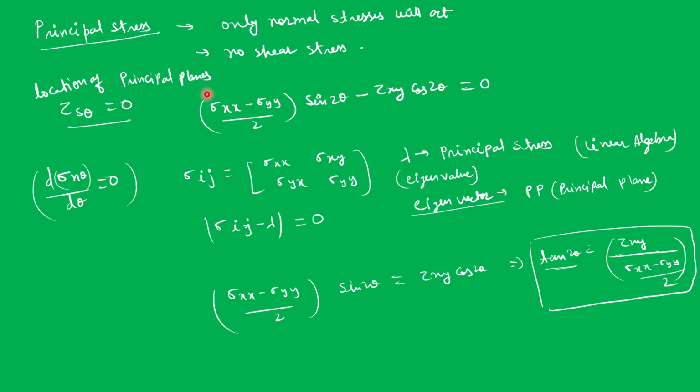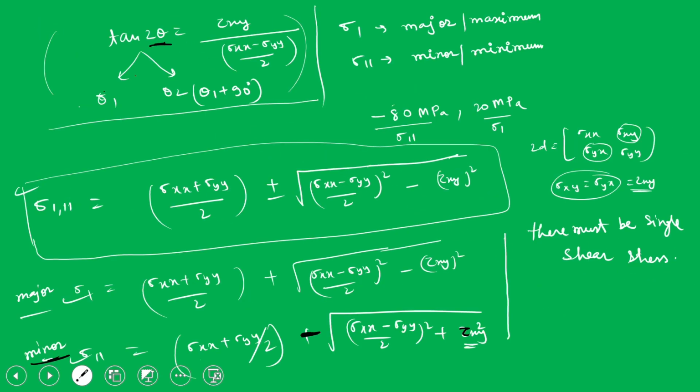Then we have seen the principal planes. The location of the principal planes is given by this formula, tan 2 theta is equal to tau xy by sigma x minus sigma y by 2. And then we have seen that there will be theta 1 and theta 2, and then the major principal stress and minor principal stress. The algebraically largest value will be the major, and the algebraically smallest value will be the minor. So you can see sigma 1 is 20 and sigma 2 is minus 80.